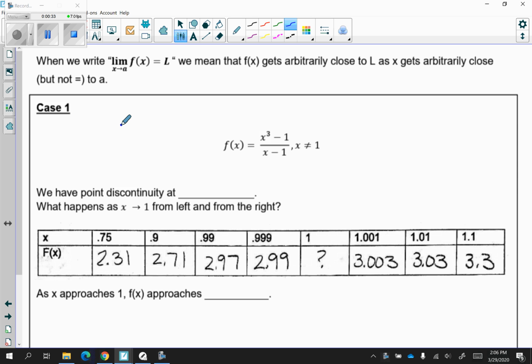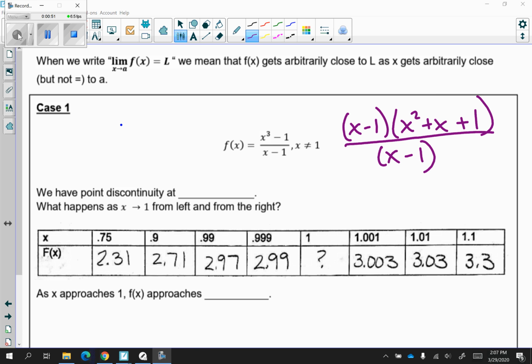So case 1 is f of x is equal to x cubed minus 1 over x minus 1, where x cannot equal 1. Obviously, x cannot equal 1 because it would make the function undefined. So why don't we take this f of x and let's factor it. If you notice, I did factor it: x minus 1 times x squared plus x plus 1 over x minus 1. Notice that the x minus 1 and the x minus 1 cancel out. That means I have a point of discontinuity at x is equal to 1. Okay?